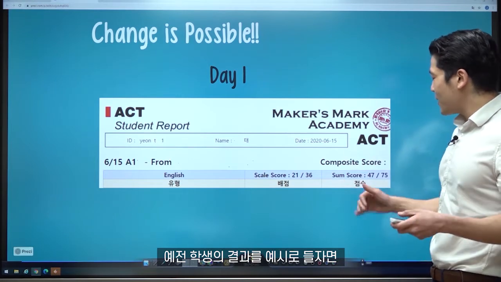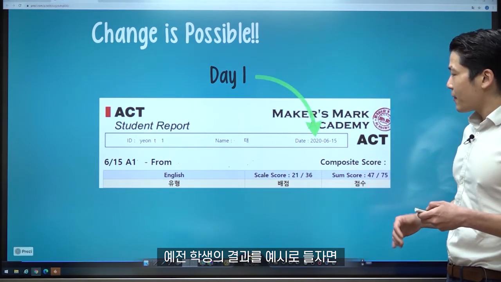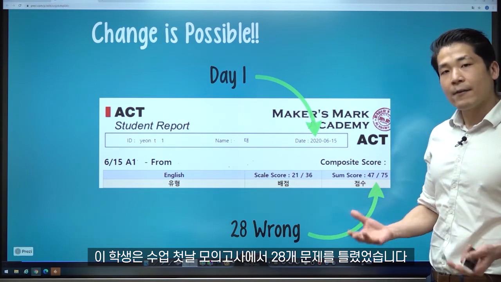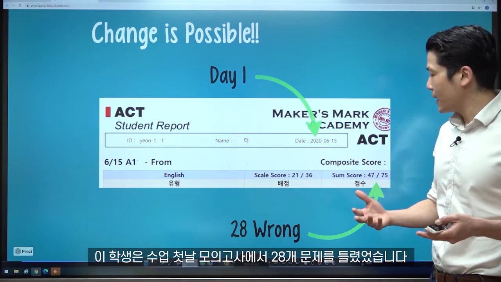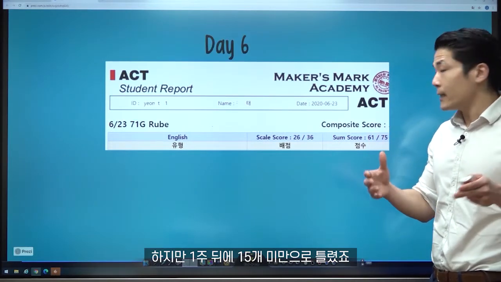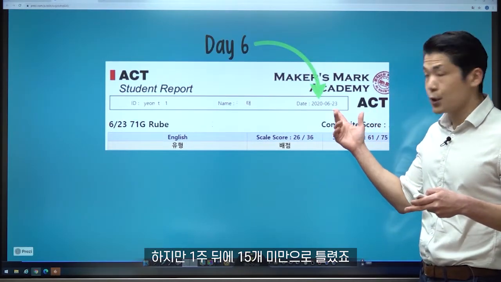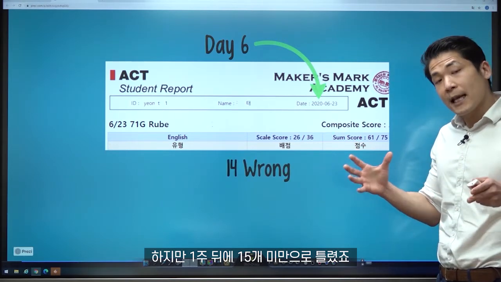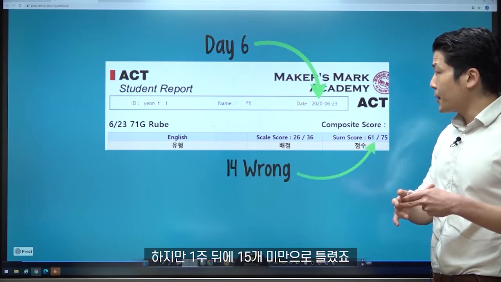So on day 1, you guys, notice his score. He was getting 28 wrong out of 75 questions, and he's a Shichun level kid. Within about a week, on day 6, June 23rd, you can see he was getting about 15 wrong or so.